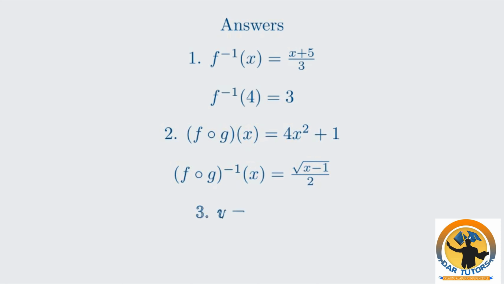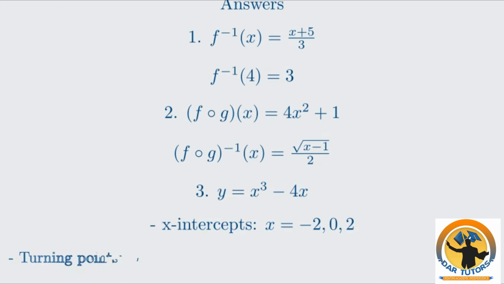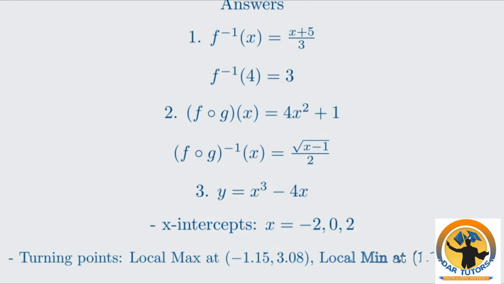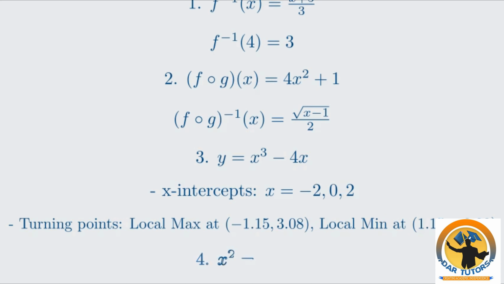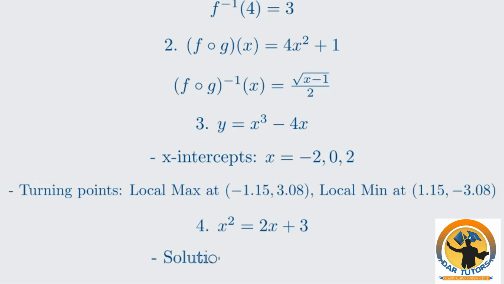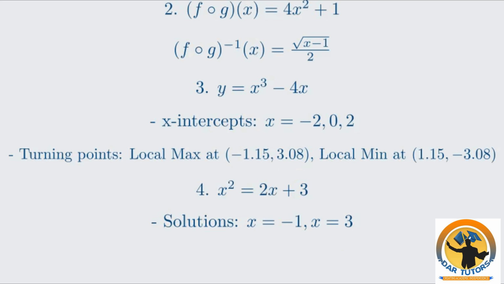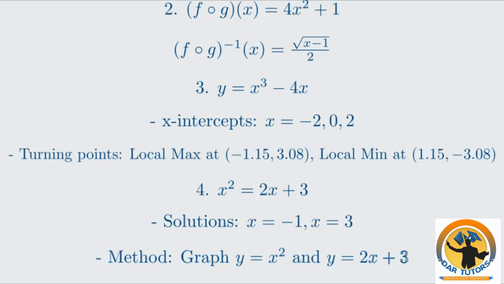For question 3, the function y equals x cubed minus 4x. It has x-intercepts at x equals minus 2, 0, and 2. It has a local maximum at approximately minus 1.15, 3.08, and a local minimum at approximately 1.15, minus 3.08. For question 4, the equation x squared equals 2x plus 3. It has two solutions, x equals minus 1 and x equals 3. You would find these by graphing the parabola y equals x squared and the line y equals 2x plus 3.